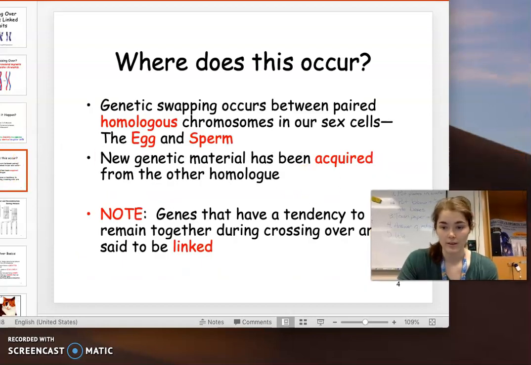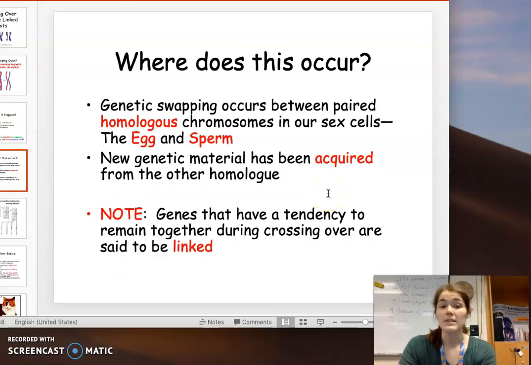So where does this occur? Well, genetic swapping occurs between paired homologous, remember back to that word, the prefix homo means same, homologous chromosomes meaning like two chromosome number 1s or two chromosome number 2s. So the same chromosome, but one from mom, one from dad. So this is the egg and the sperm, or sex cells.